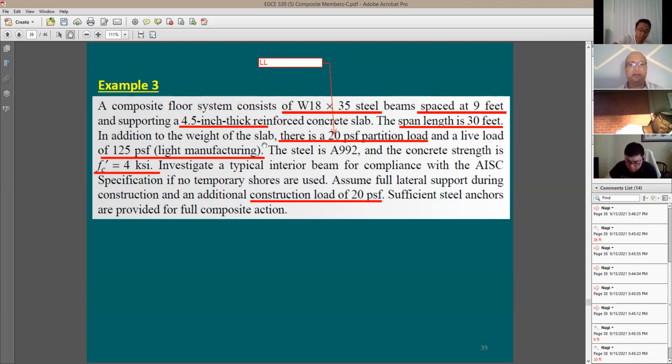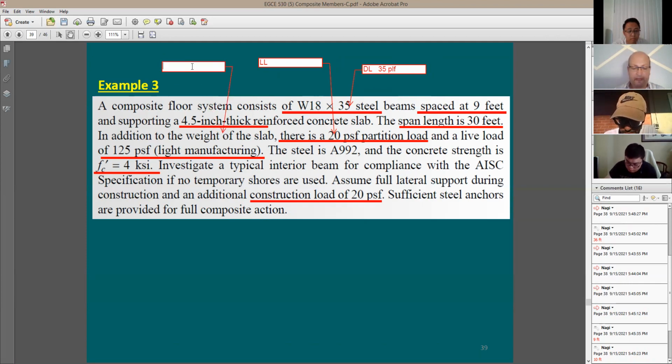How about the weight of the slab and the weight of the beam? I'm gonna say here's the weight of the beam, right? This is gonna be dead load, which is 35 PLF, pound per linear foot. How about the weight of the slab? I'm gonna say weight of the slab is gonna be dead load. Should I look it up in the table? I'm gonna say no, I don't need the big table here. All what I need to do is just to calculate it myself.